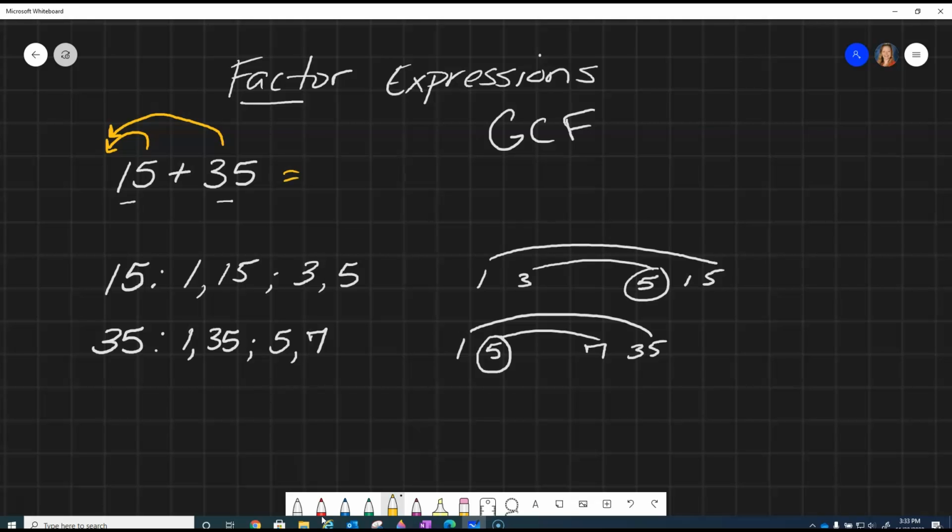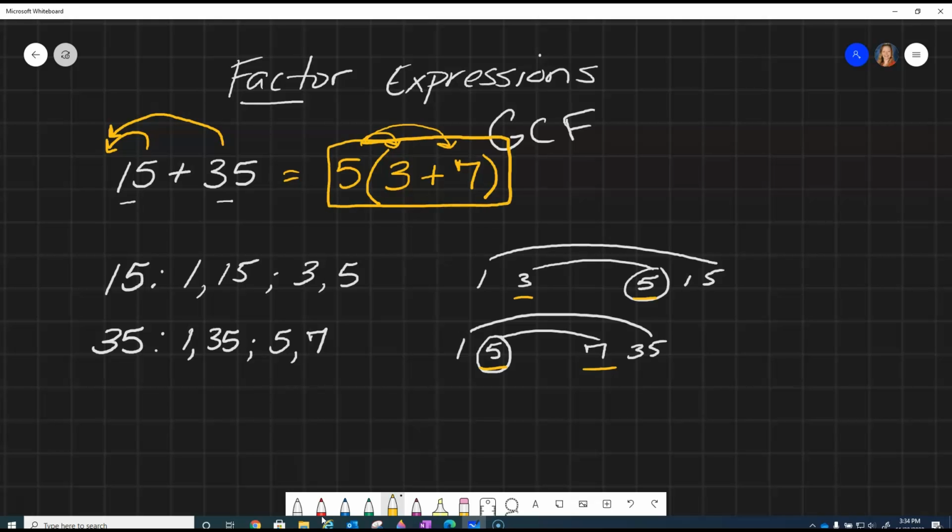So if I take 5 out of each, that means 15 divided by 5, I would be left with 3. And then 35 divided by 5, I'd be left with 7. Do you see how it's their factor pairs? So 5 and 3, and 5 and 7. Because if I then was to redo it using the distributive property, I would get 15 plus 35. So my answer would be 5 parenthesis 3 plus 7 parenthesis.